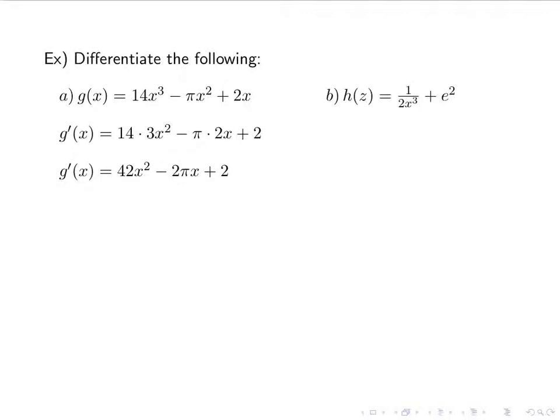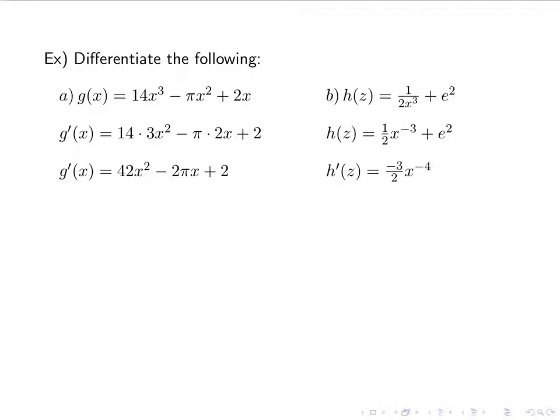For b, we have h of z equals 1 over 2x cubed plus e squared. So that should really be the same variable, either both z's or both x's. Okay, so just keep that in mind. So the first thing I'm going to do is rewrite my 1 over x cubed as x to the negative 3. Notice the 2 does not move. The 2 is not being raised to the 3. It is still 1 over 2. So I have a half x to the negative 3 plus e squared.